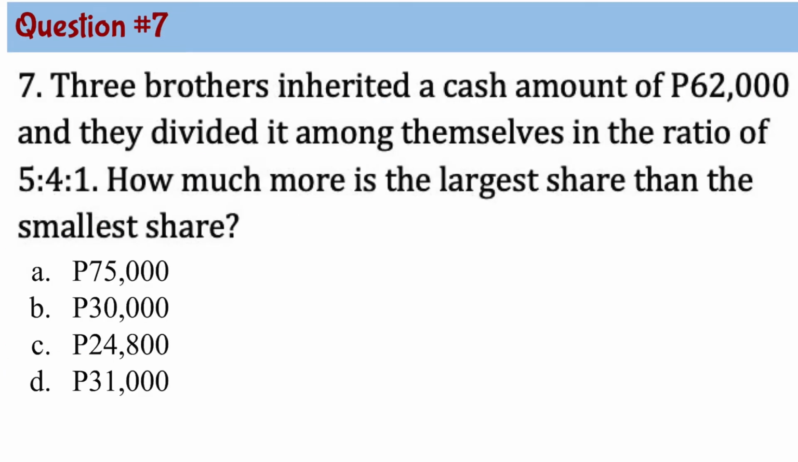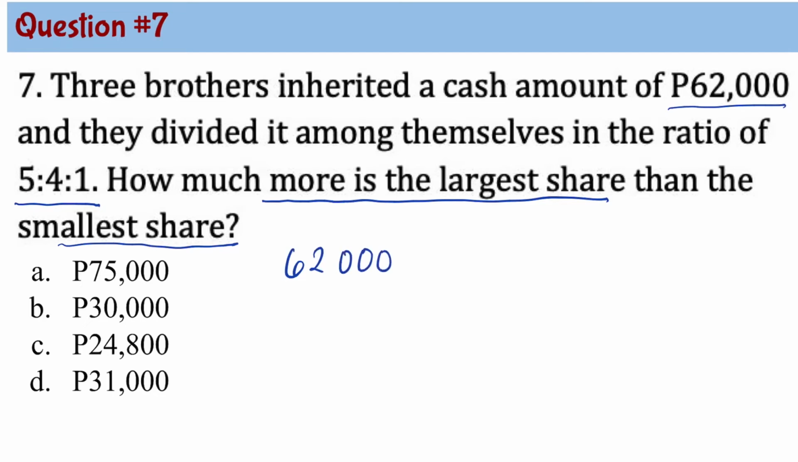Question number 7. 3 brothers inherited a cash amount of 62,000, and they divided it among themselves in the ratio of 5 to 4 to 1. How much more is the largest share than the smallest share? So here, we know that the amount is 62,000. And this money is not equally divided among 3 brothers. Instead, the ratio is 5 to 4 to 1.